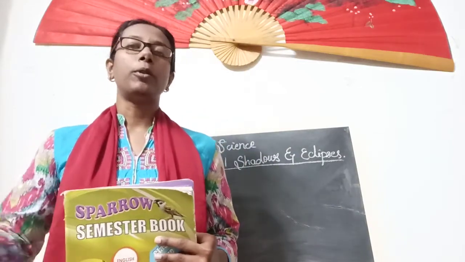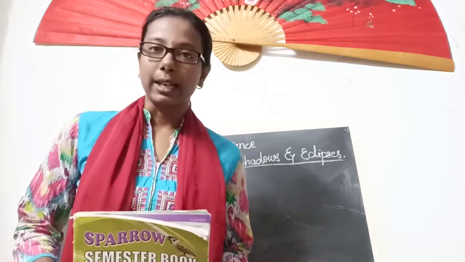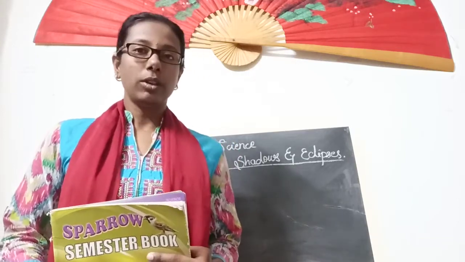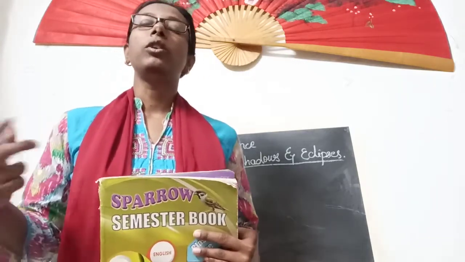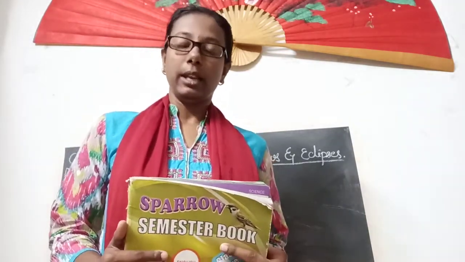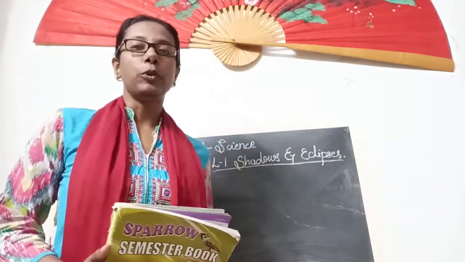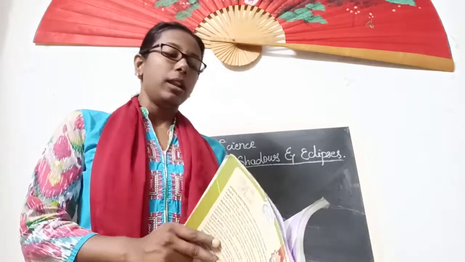The main reason for a shadow to occur is the light. And we all know, children, right, that whenever you want to see any object, you require presence of light. Yes, in dark you can't see any object clearly. So there should be always presence of light in order to view the objects.